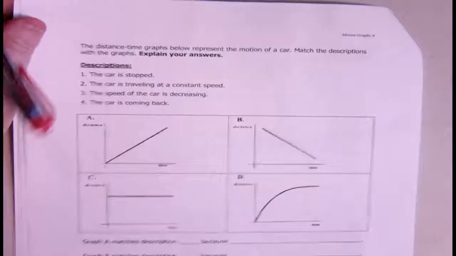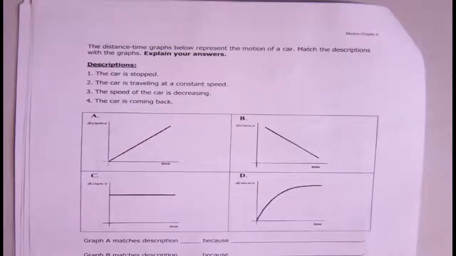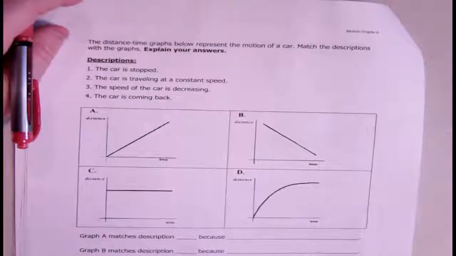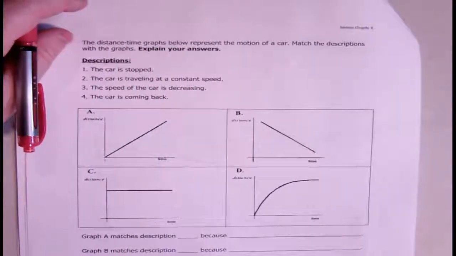Okay, more distance versus time stuff. Oh my gosh, it's so scary. Here we go. Alright. The distance versus time graph below represents the motion of a car.